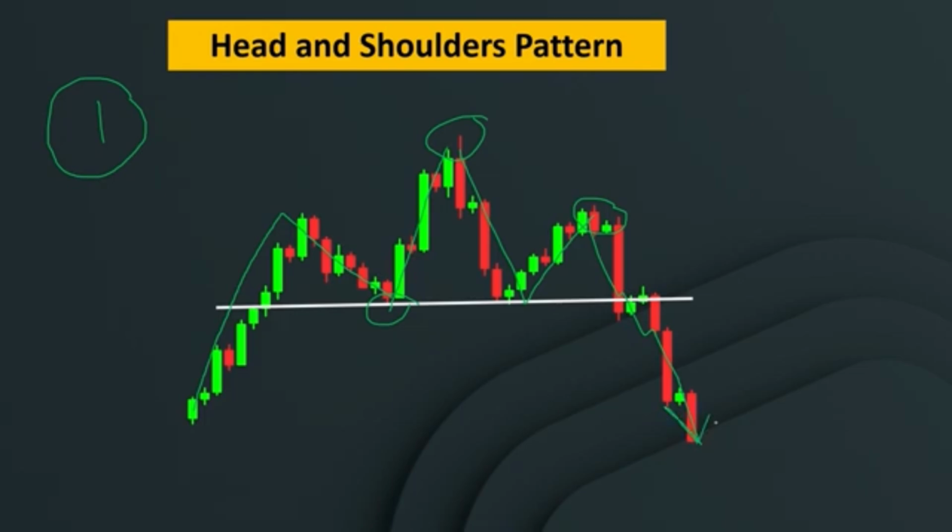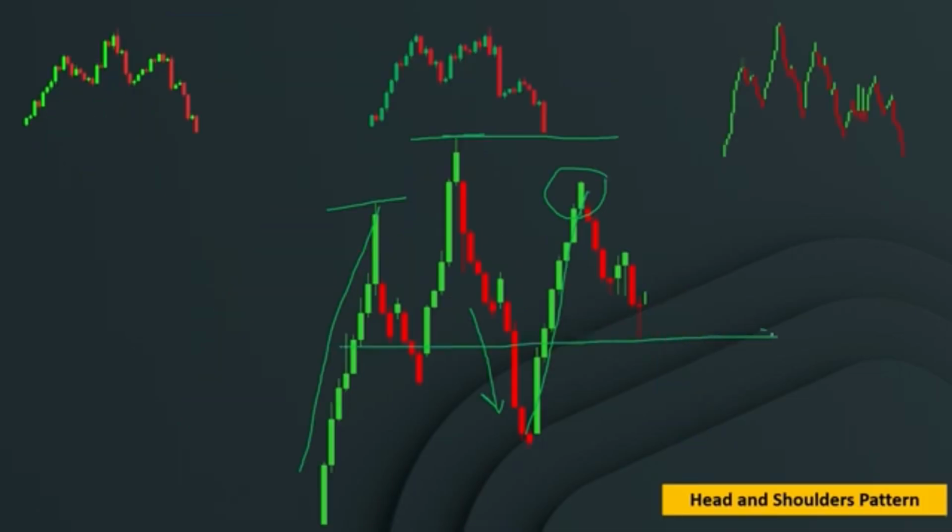So the first form of head and shoulders is its normal form, where prices are continuously going in an uptrend. Then a retracement comes, then a strong up move comes. Then again, a retracement comes. Then again, a strong up move comes, and then the last retracement comes, which breaks the neckline. So this is the normal form of the head and shoulder pattern. Now let's talk about its complex form, in which we see multiple shoulders and multiple heads.